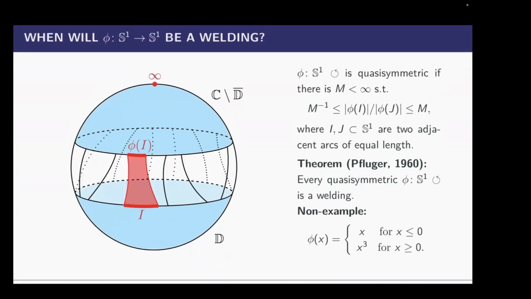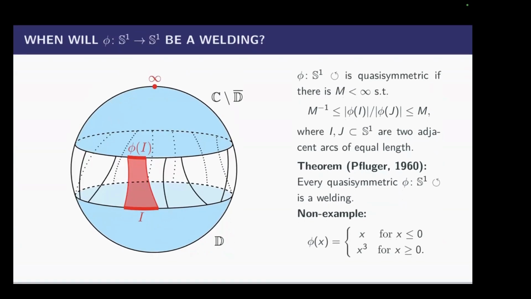And here I present the non-example. So I'm slightly cheating here because instead of writing this in the unit circle, I'm writing it in the real line, but you can go from one to the other by just using a conformal map that sends the real line to the unit circle.